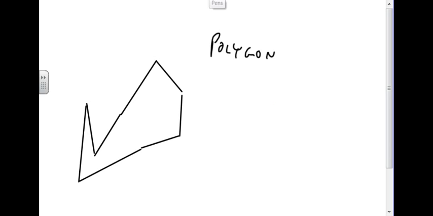Then I could have three-sided objects. So I could do that. 1, 2, 3. And now I can have a triangle. T-R-I-A-N-G-L-E.